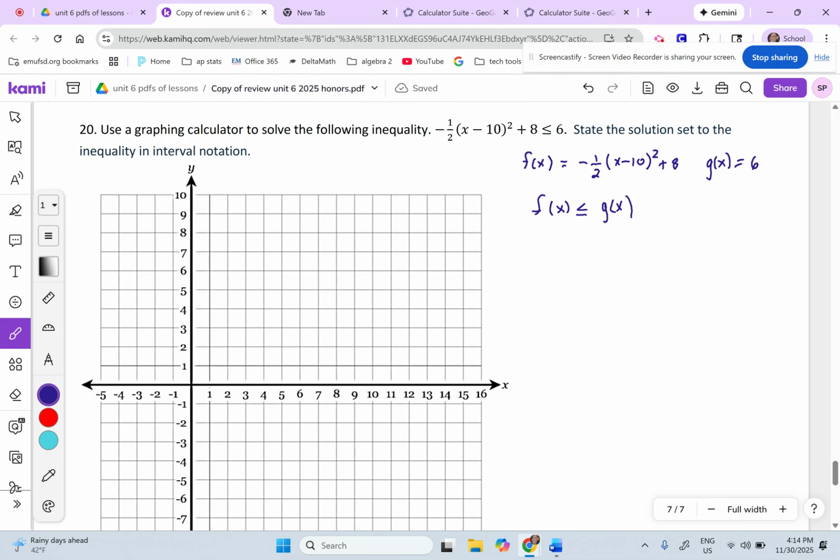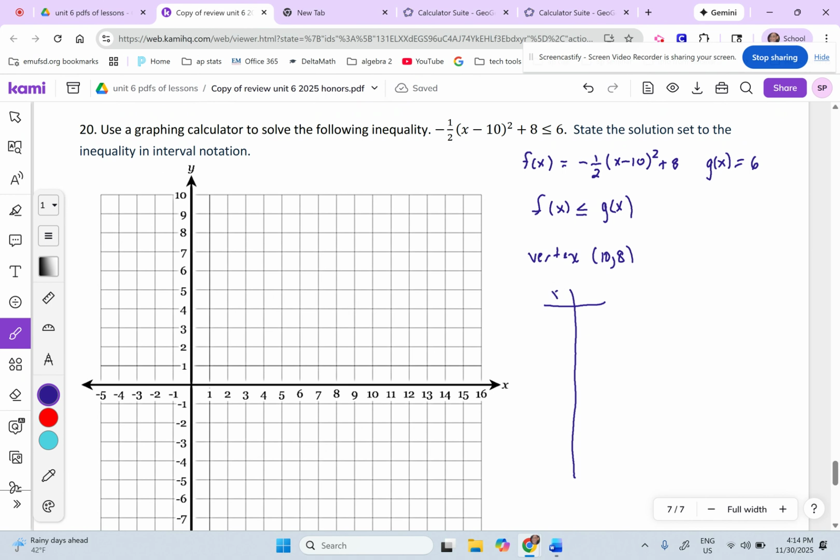So the first thing you need to do is to graph it, and what I like doing is to find the vertex or turning point. And since it's in vertex form, you can do that easily without the calculator. You reverse what's inside the parentheses, so it's 10, and the y value would be 8.